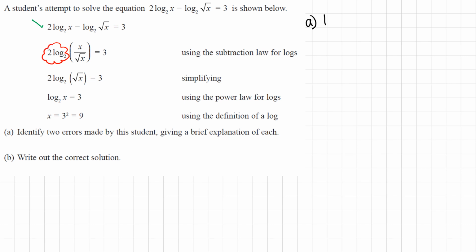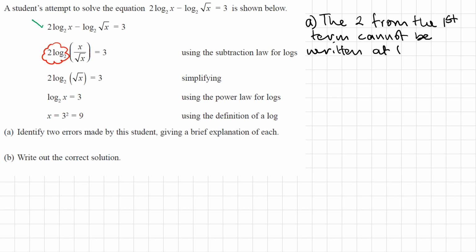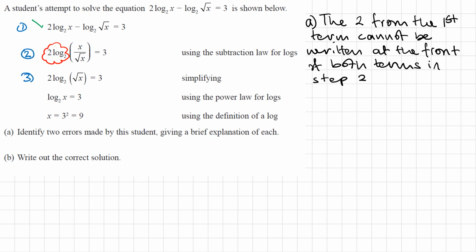So I'll just write down that the 2 from the first term cannot be written at the front of both terms in step 2. I'll call it step 2. Let's number these steps. So 1, 2, 3, 4, and step 5.